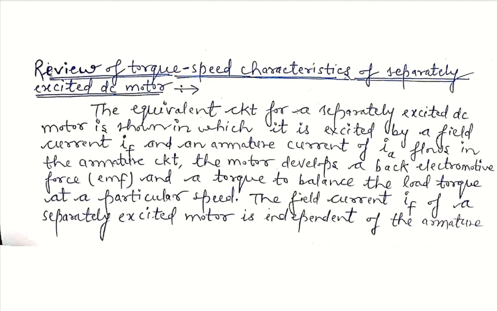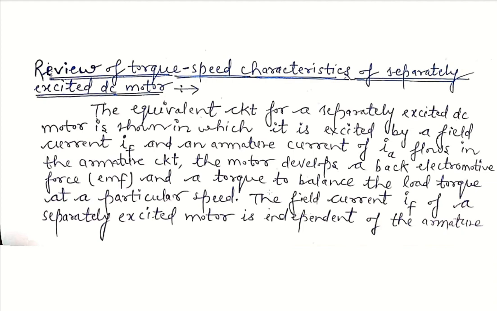The equivalent circuit of a separately excited DC motor is shown, in which it is excited by a field current IF. In a separately excited motor, there is a separate winding which we excite using a voltage source and rheostat, and it carries the current IF in the field winding. An armature current IA flows in the armature circuit, and the motor develops a back electromotive force, that is back EMF, and torque to balance the load torque.